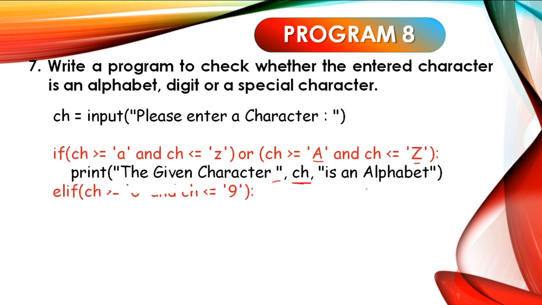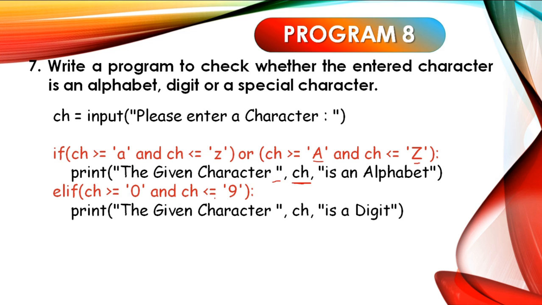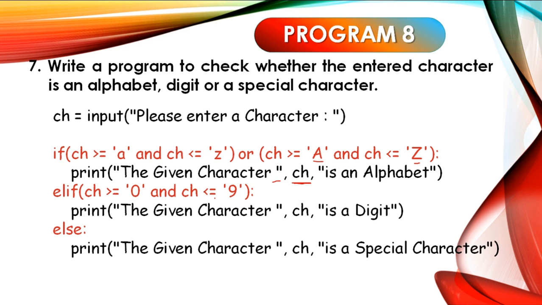Then next we have to check whether it is a digit. Digits are between 0 to 9. We have to input only a single character. So the second condition is evaluating whether the character is greater than or equal to 0 and less than or equal to 9. Between 0 and 9 the output will print the given character ch is a digit. If both the conditions are false, then we can display the output as the given character is a special character.